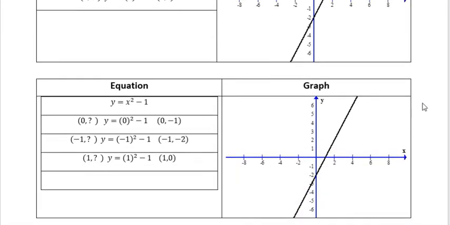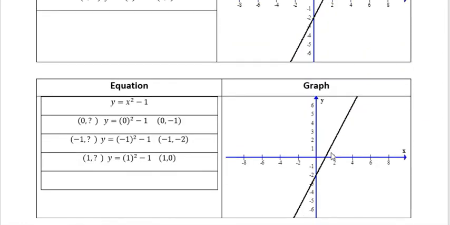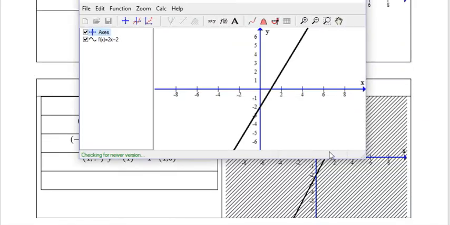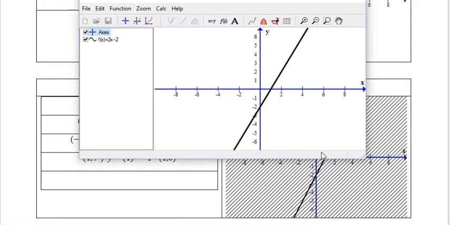The second one is not a line. Whoops, it's showing as a line. Let's put this in differently. Instead of a line, what we have here is x squared minus 1. So let's do that. We're going to edit our function.